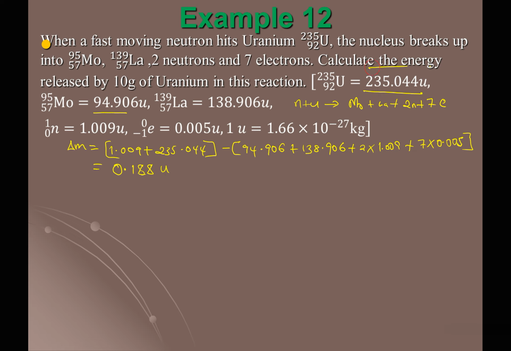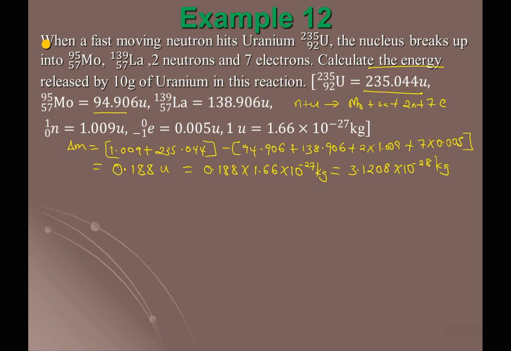Because we want to calculate energy, I have to change this into kilograms. So this is 0.188 times 1.66 times 10 to the power of minus 27 kilograms, since 1 U is 1.66 times 10 to the power of minus 27 kilograms. So the mass in kilograms is 3.1208 times 10 to the power of minus 28 kilograms.